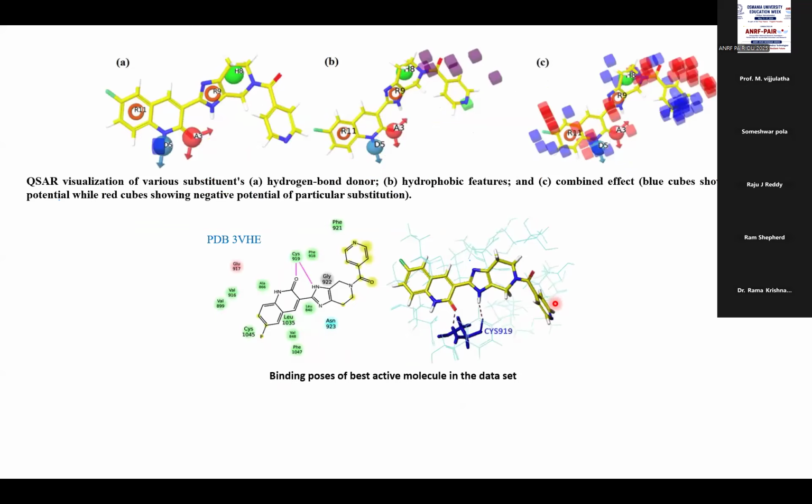So we went on to look at the quantitative structure activity relationship visualization, where we try to see what the pharmacophoric features are, what the hydrophobic features are, and what the combined effects are, which we call electronegative potentials and electropositive potentials present in this molecule. And also when we dock this molecule, we have seen that this interaction, which we are calling 919, is a very, very important interaction which has to be there if you want the molecule to have better binding affinity.